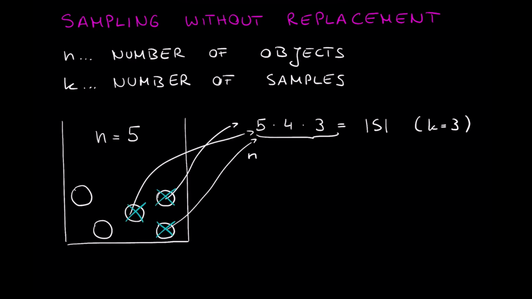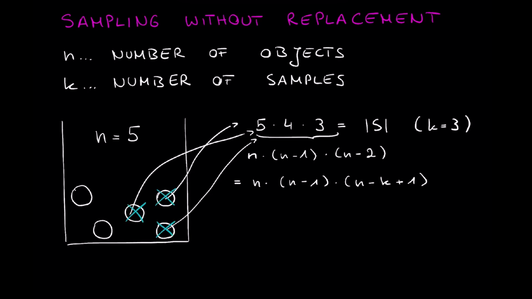We can write this down in a more general fashion, using n, which was our number of objects. Then, we can also include k, such that we are able to later derive an even more general formula that holds for all n and k.